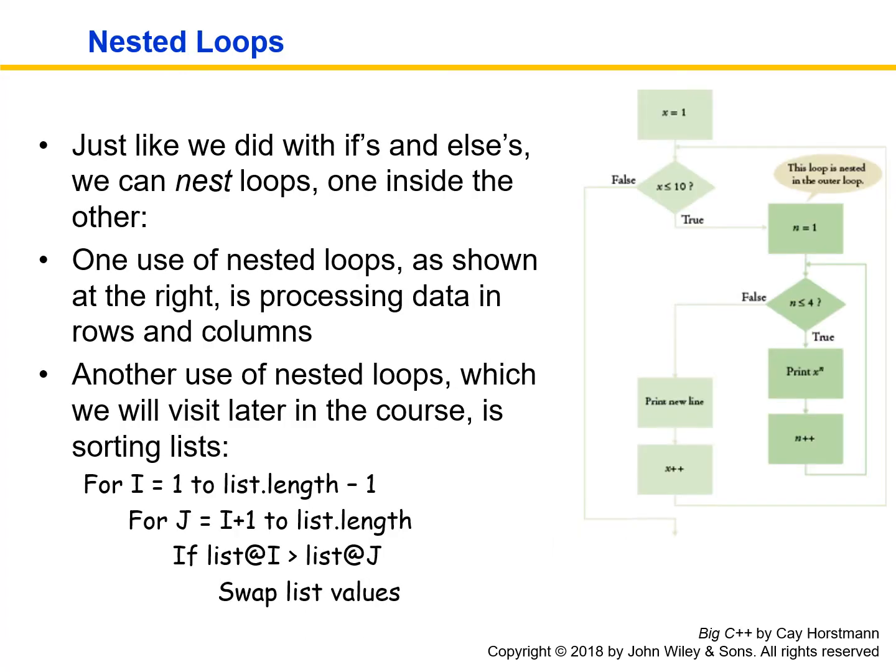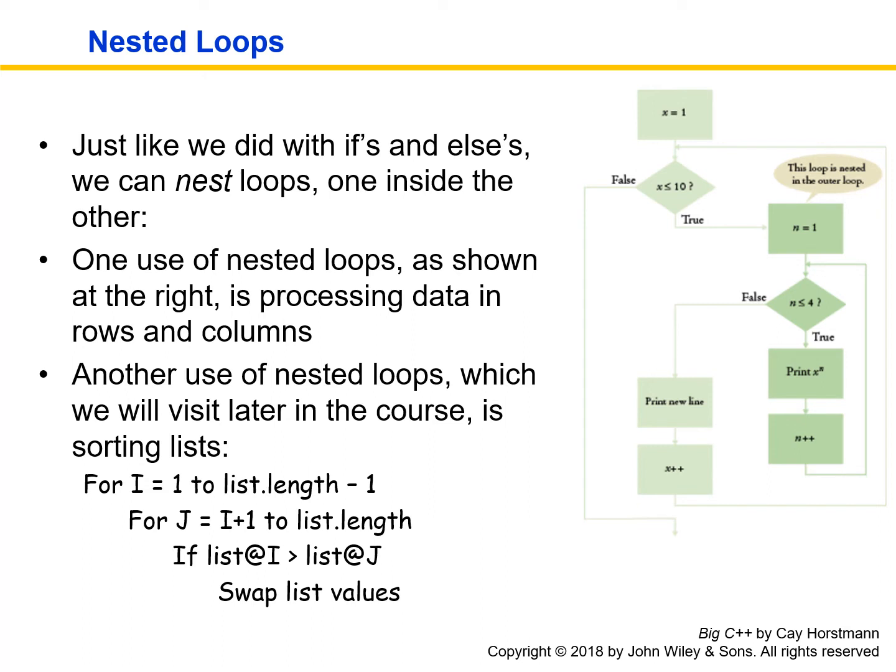Just like we did with ifs and elses, we can nest loops, one inside the other. One use of nested loops, as shown at the right, is processing data in rows and columns. Another use of nested loops, which we'll visit later in the course, is sorting lists. For example, this is a pretty inefficient list sorting algorithm, but it works.